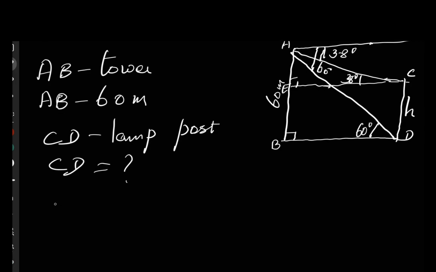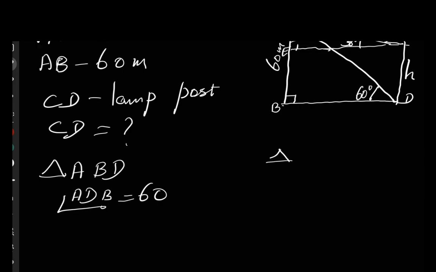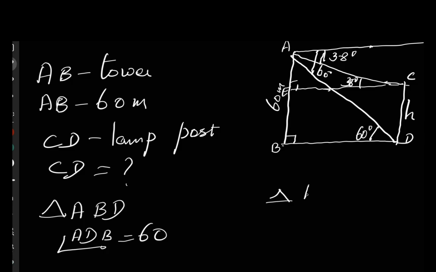See, take the bigger triangle first. Triangle ABD. So here angle D is 60. So write the remaining letters ADB. And take the smaller triangle AEC. Triangle AEC. So here angle C is 38 degree they given. So write the remaining letters A, C, E here.